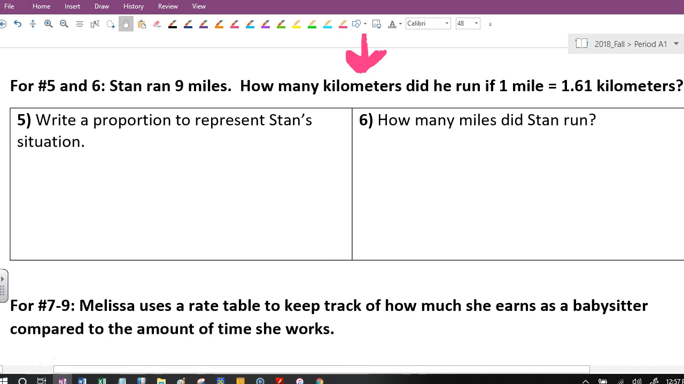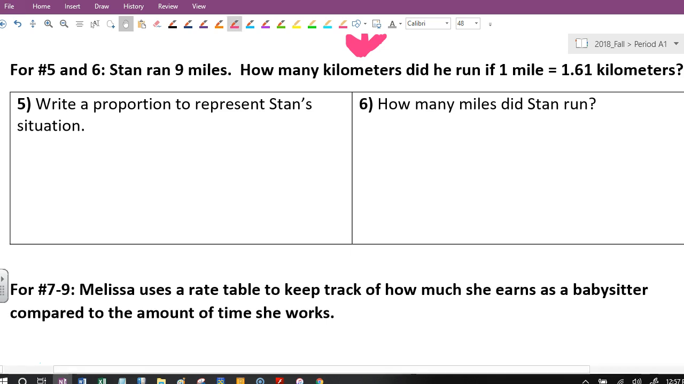All right. Anybody want to be brave and try this one? Okay. Come on down, Tiffany. All right. Let me read it, please. Miles. Yep. That's a lot of miles. How many kilometers did he run? Which is different, and 1 mile equals 1.61 kilometers. So, what do you think? So, we need to do 9 miles divided by 1.61.